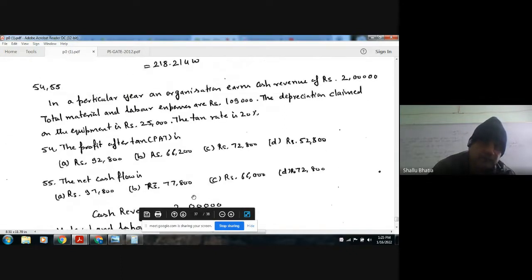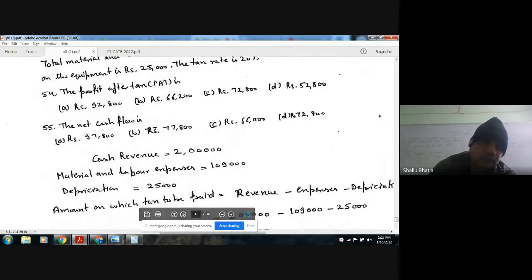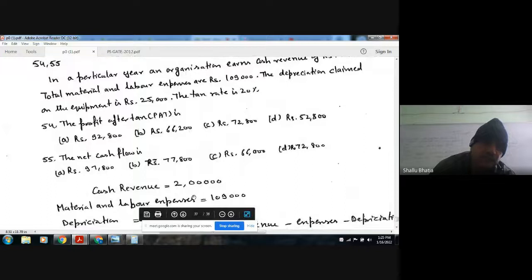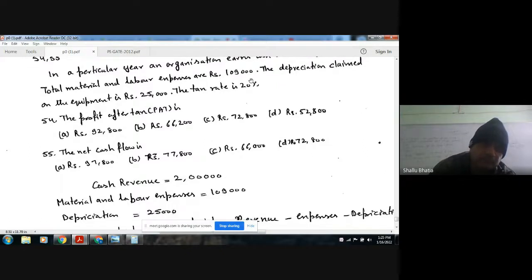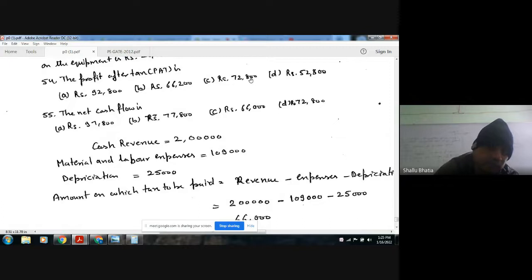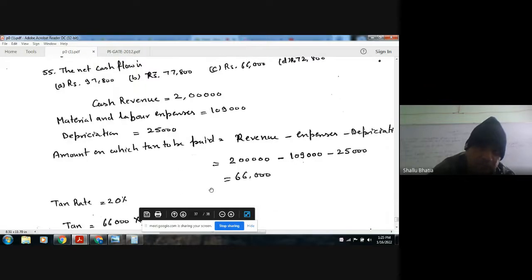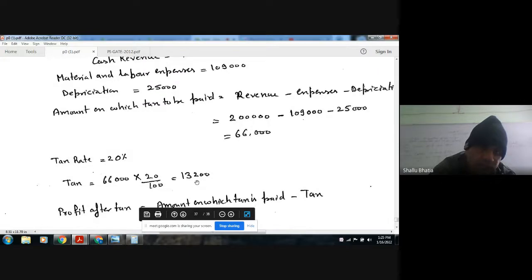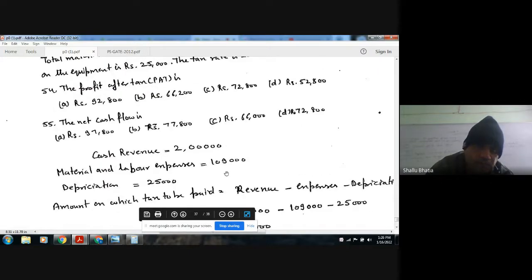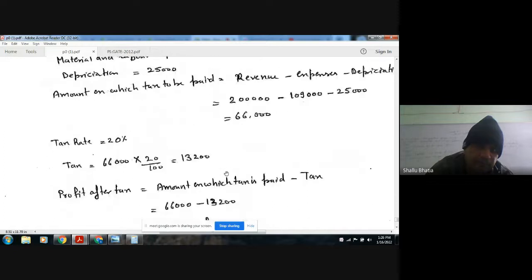Now the cash revenue is 200,000, the material and labor expenses are 109,000, and depreciation is 25,000. The amount on which tax is to be paid is the cash revenue minus expenses minus depreciation, and the tax rate is 20%. So the tax is 13,200.